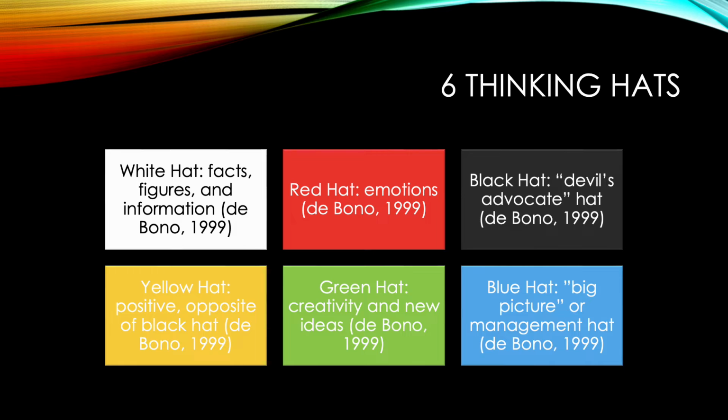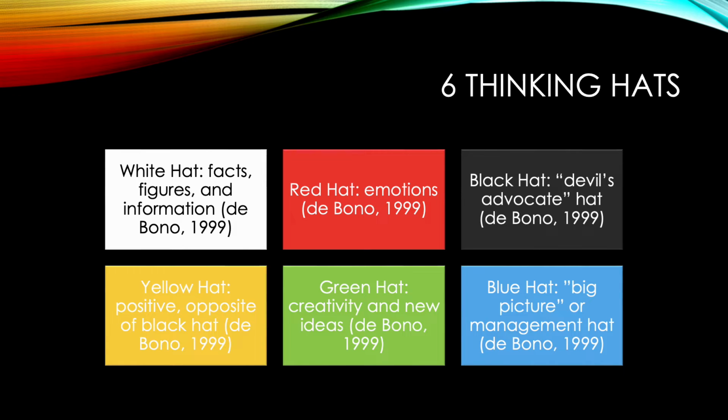Then there's the black hat, known as the devil's advocate hat. This is personally my hat that I unfortunately use a lot. It's the pessimist in me. So this would be like, this is why it won't work, this is why I don't like it, etc. Then the yellow hat is the exact opposite of the black hat. This is the optimist, or it's more positive.